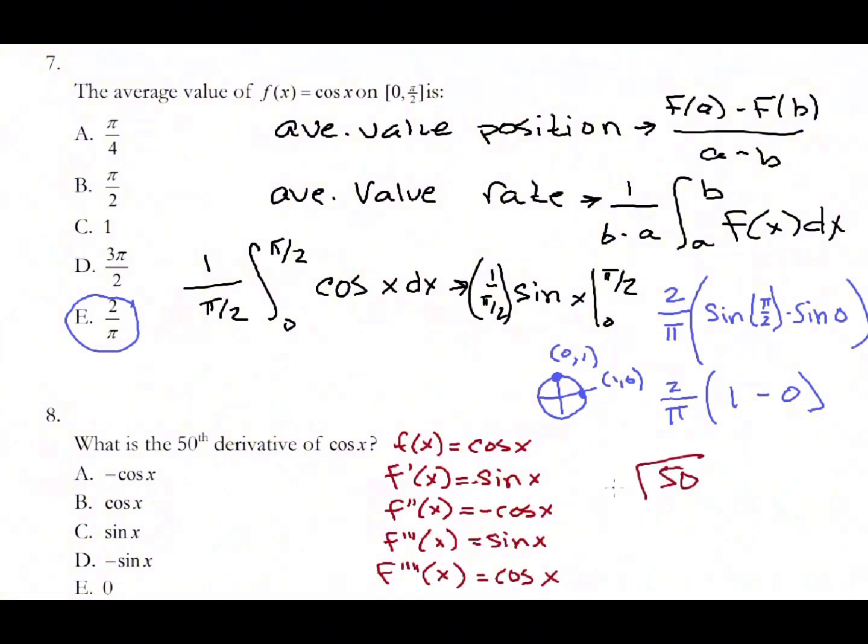So what I need to do is divide 50 by 4, and I end up getting 12 with 2 left over. So I'm going to forget about those 12 because that puts me right back at the original. And I'm going to go with the second derivative. So that gives me a negative cosine of x.